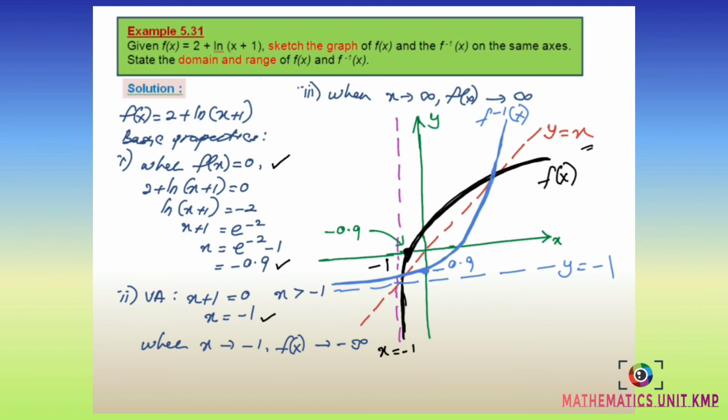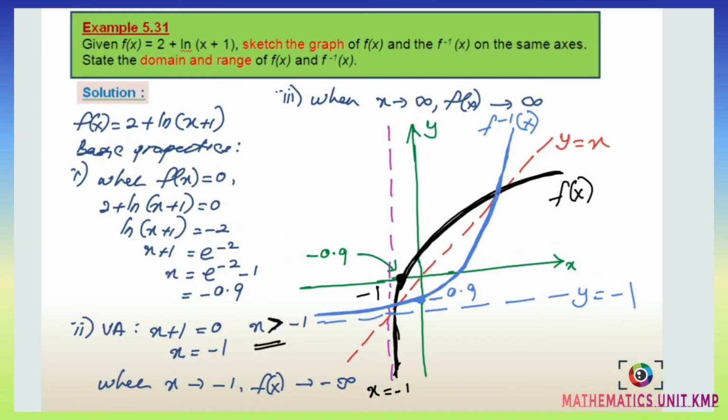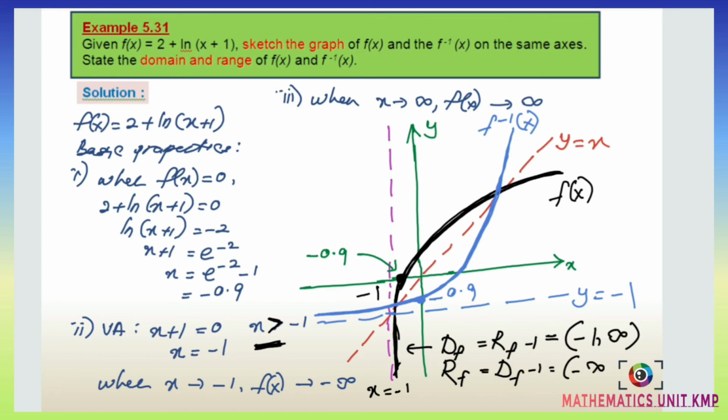Now, state the domain and range of f(x) and f inverse. The domain of the function is equal to the range of the f inverse. We refer to the value of x greater than negative 1, so from negative 1 to infinity. And the range of the function is equal to the domain of f inverse, from negative infinity to infinity.